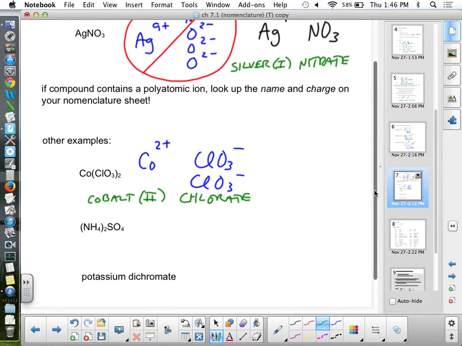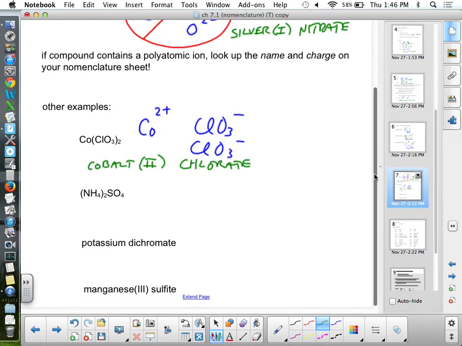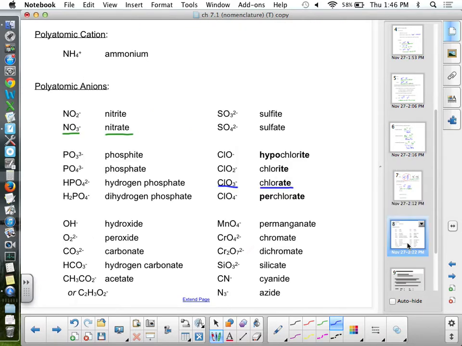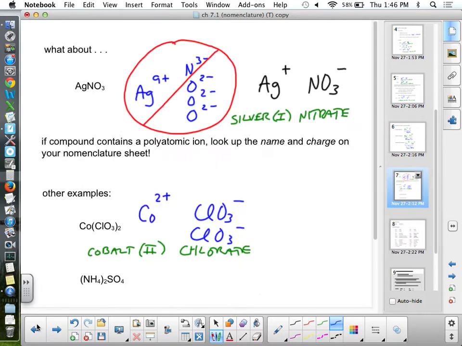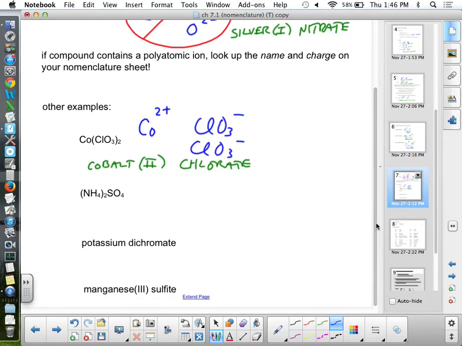Let's try another one. (NH4)2SO4. Actually, try that one yourself. Pause the video and give it a shot. So we'll break that apart into its ions. NH4, if we look on the nomenclature sheet, we see that NH4 is a polyatomic cation that's called ammonium. So I will write out the symbol of that cation, NH4+. SO4 has a charge of 2-. And using the names from the nomenclature sheet, I'll call this ammonium sulfate.